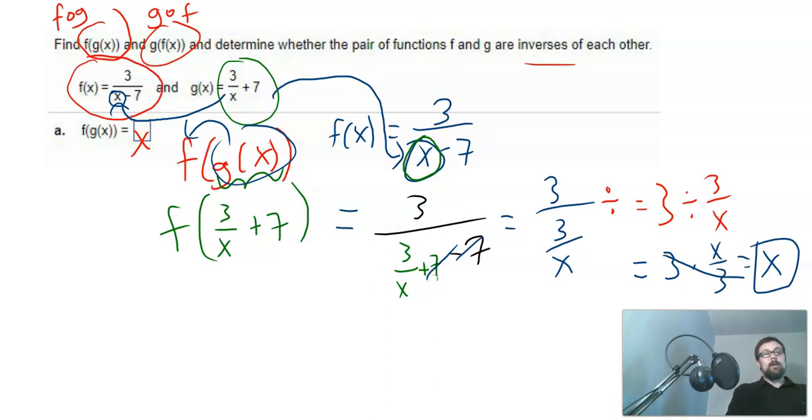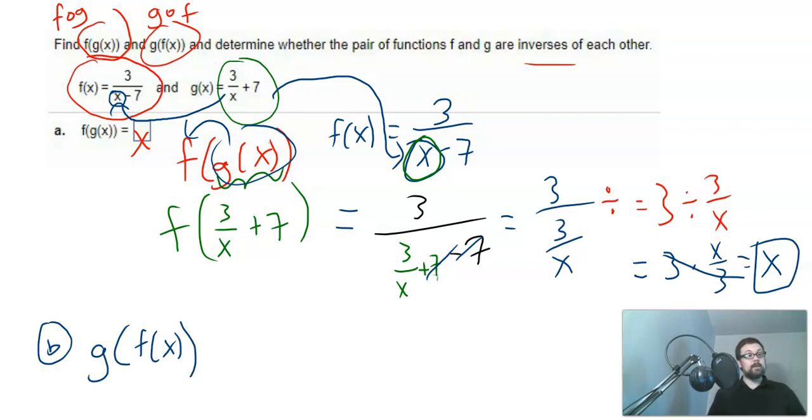All right. So what I would like you to do is pause the video and find the other composition, because this isn't enough. It's not enough for just one of them to equal x. We have to check and make sure both of them equal x. Now, 90% of the time, 95% of the time, if one is equal to x, the other one's going to equal x also. But there are exceptions to that.